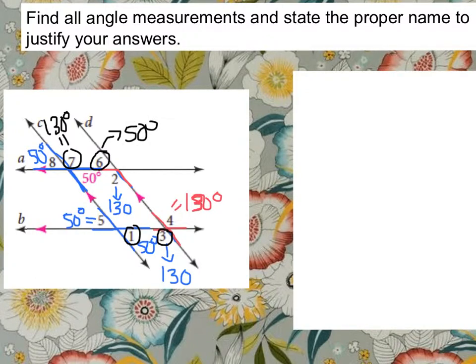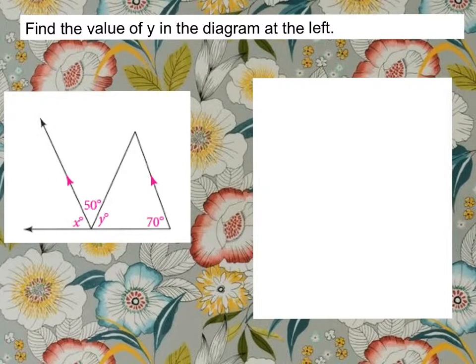Okay. So I went ahead and labeled the angle pairs, and I helped you find the angle measurements, and I also told you the proper names to justify our answers. So go ahead and write down all the angles and their measurements, and write down the proper name to justify all our answers. Okay, let's take a look at one more example.